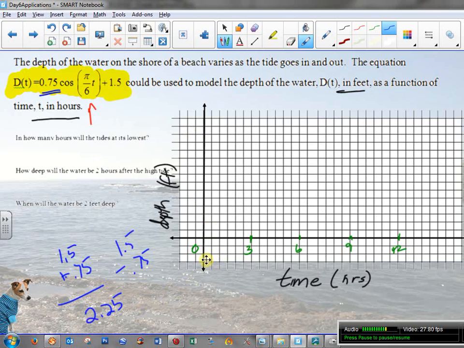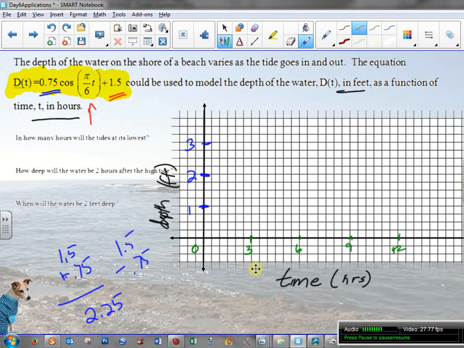I need to go up at least as high as 2.25 here. So let me use 2, 4 blocks to represent a 1, and 2, 4 blocks to represent a 2, and 2, 4 blocks to represent a 3, and that's kind of an arbitrary choice. Just make sure you're going to fit the curve on the graph. Okay, I've got my x-axis labeled, I've got my y-axis labeled.